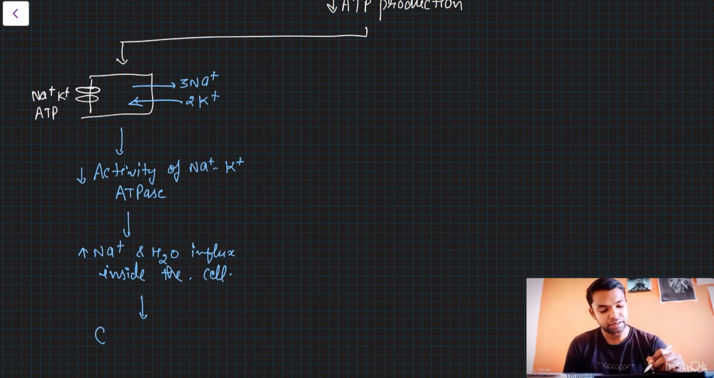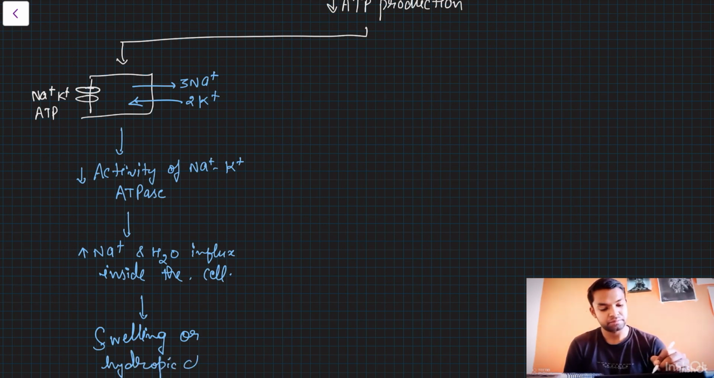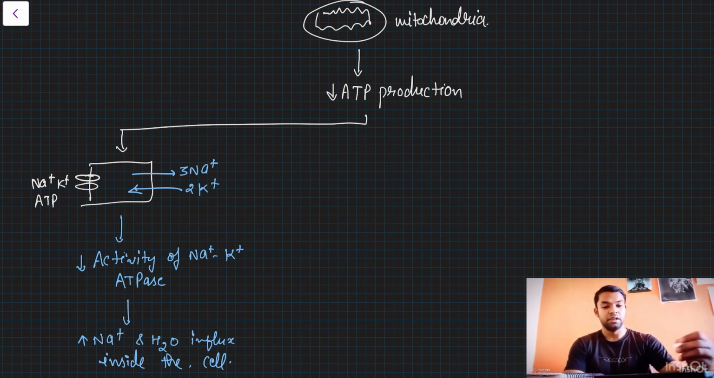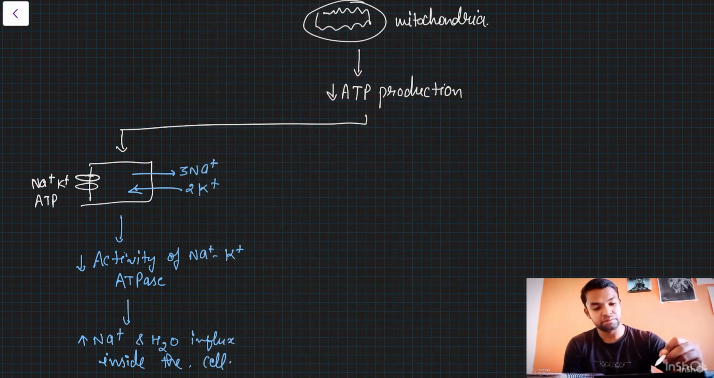So swelling or hydropic changes inside the cell. Hydropic changes. This is also known as cloudy change. So this was the mechanism which is shown on the screen. So what is the next mechanism? We are going to discuss the next mechanism.